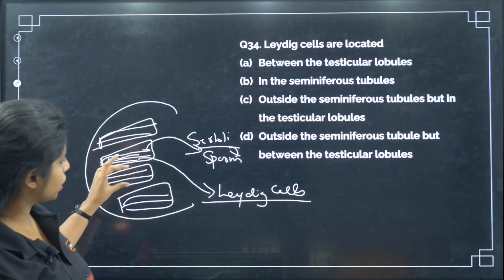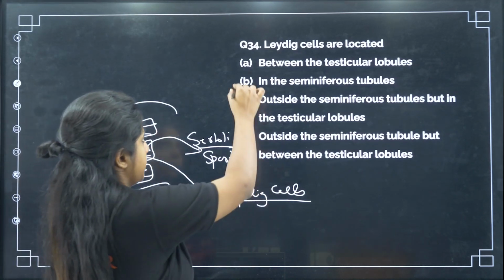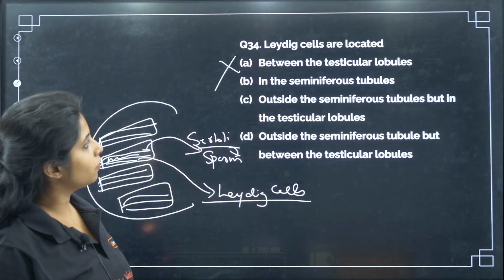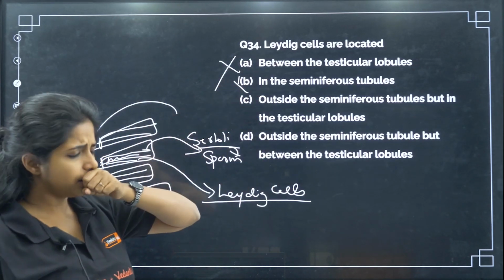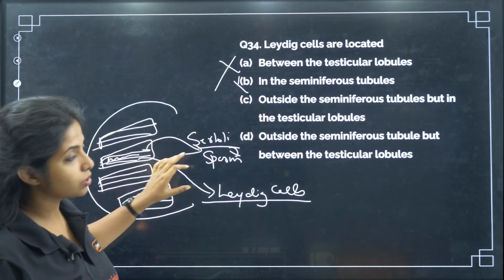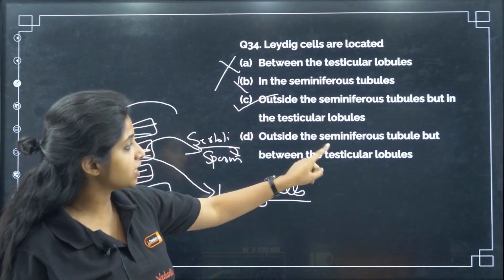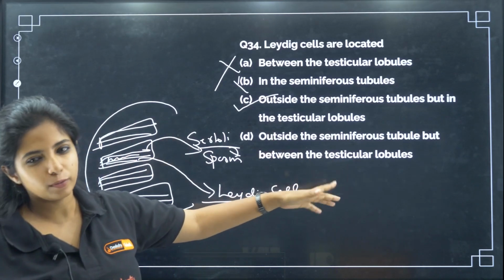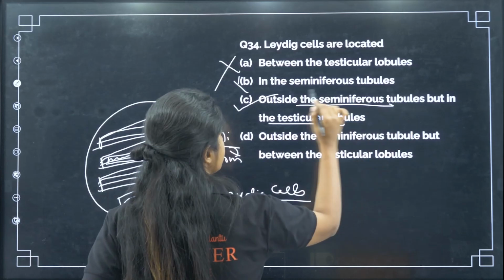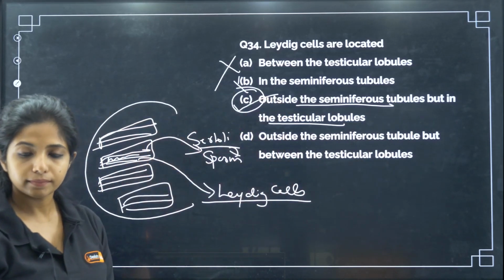So, are Leydig cells located between the testicular lobules? Wrong. Between the seminiferous tubules, right? In the seminiferous tubules, you have Sertoli cells. Outside the seminiferous tubules, but in the testicular lobules. Correct. Not between the testicular lobules; in the testicular lobules only, between the seminiferous tubules, Leydig cells are present.